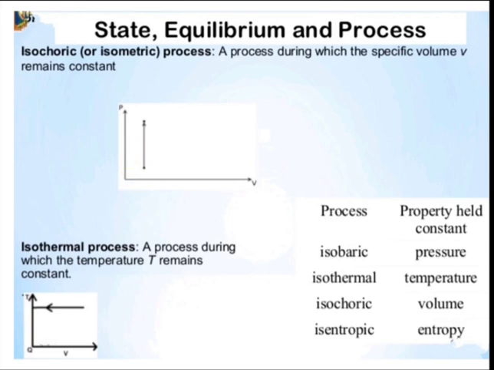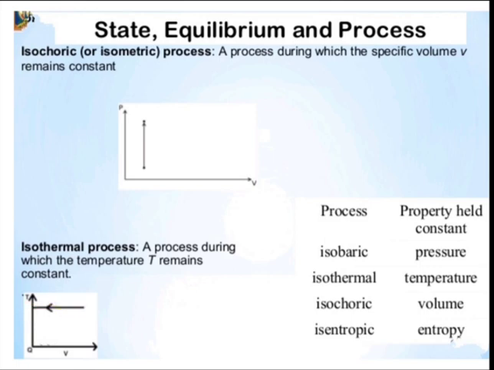Then the isothermal process, a process during which the temperature T remains constant. And see this plot, here temperature is plotted on the y-axis and volume on the x-axis. See, here the temperature remains constant and volume is changing. So this process is an isothermal process.